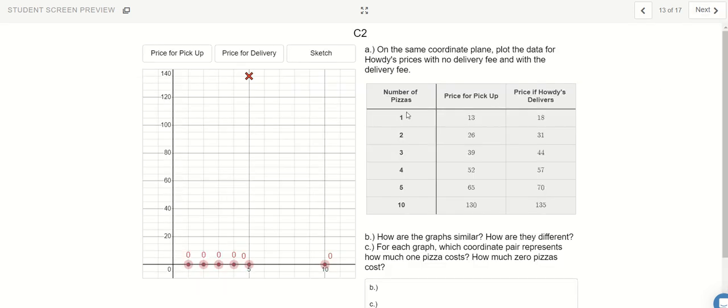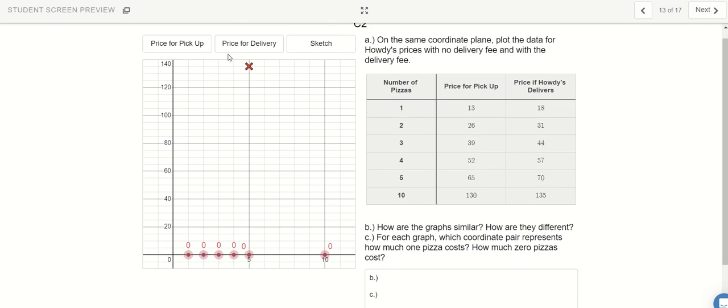All right, so let's go ahead and make a graph of both of these. So let's see, this is going to be for the pickup price, and this is going to be for the delivery price. Notice that we can flip through the tabs to move the different points. So let's do 13 for one pizza. If I want 2 pizzas, I'm going to double it. 3 pizzas, I'm going to triple it. 4 pizzas, I'm going to quadruple it. All right, 5 pizzas is going to cost 65. And we know that 10 pizzas is going to cost 130.